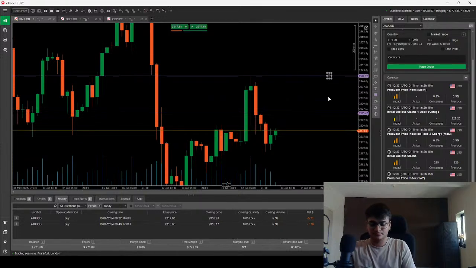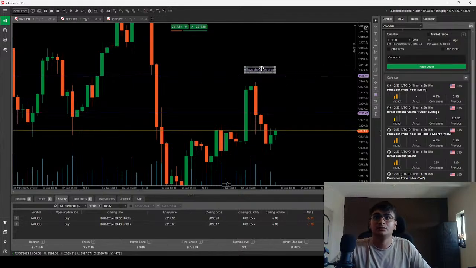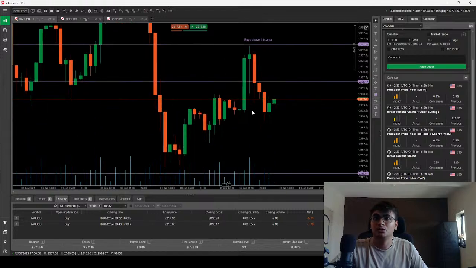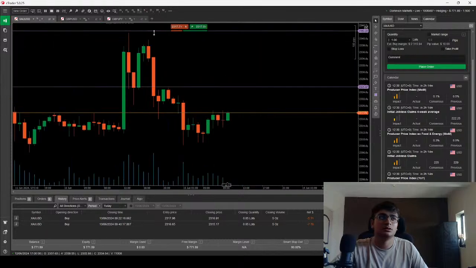We are looking for buys above that area. And if we are looking for sells, that would be a little bit hard to predict this time.